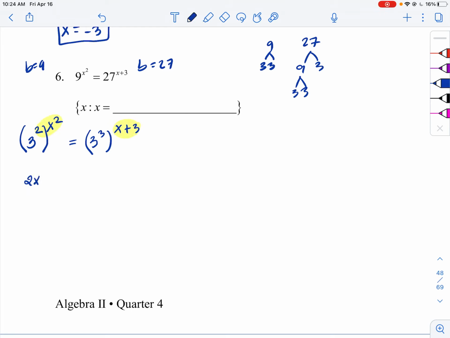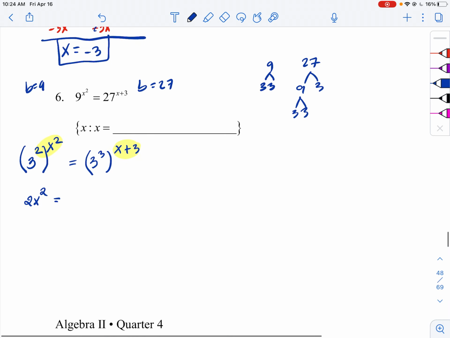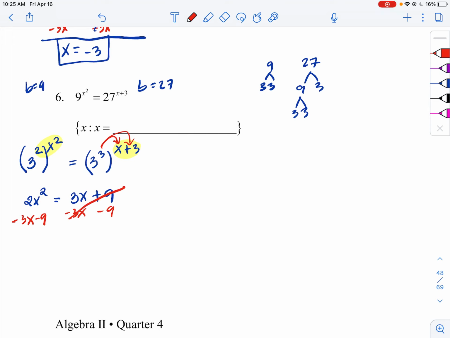This is 2x squared equals, what's that one? I have to distribute the 3 to the x plus 3. So this is 3x plus 9. I'm going to combine them by subtracting these two. I will get 2x squared minus 3x minus 9 equals 0.